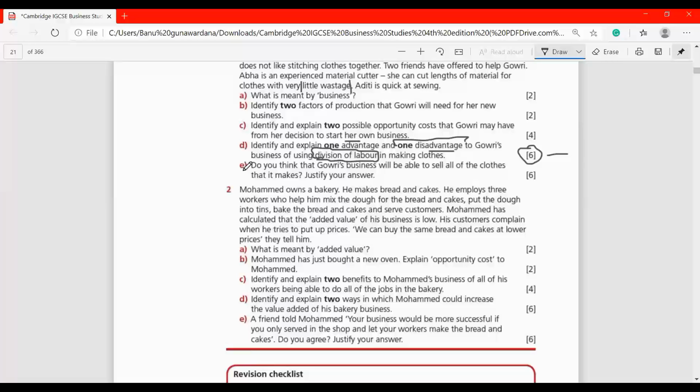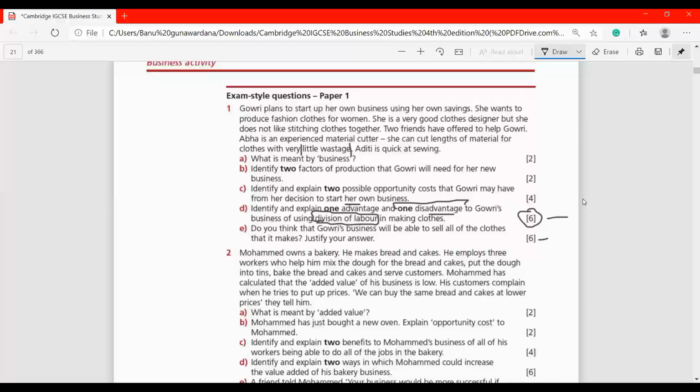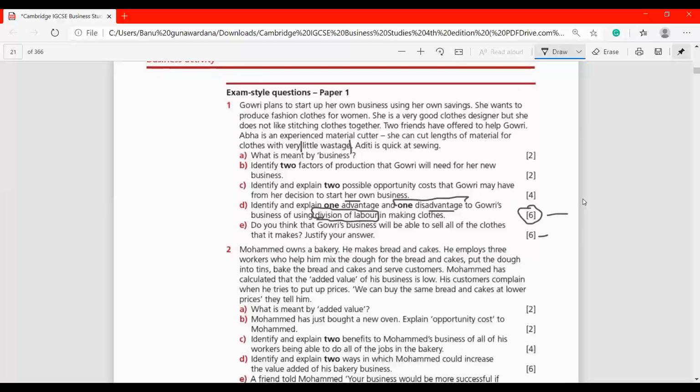The final and the last question that we will be attempting today is, do you think that Gauri's business will be able to sell all of the clothes that it makes? Justify your answer. Now this is a bit of a tough question, which will be challenging to answer, but of course, if you are able to analyze and manage your answer, you can hit the full marks. Let's go through the question once again. Do you think that Gauri's business will be able to sell all of the clothes that it makes? Justify your answer.